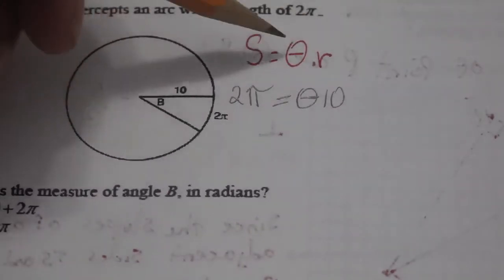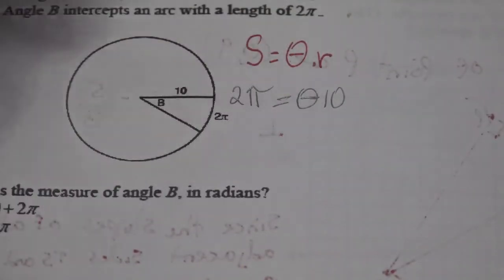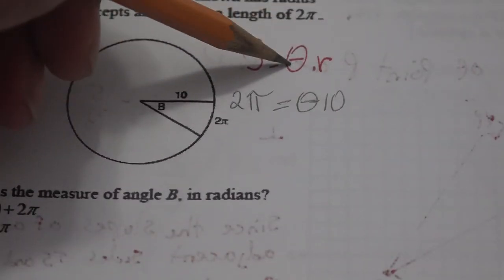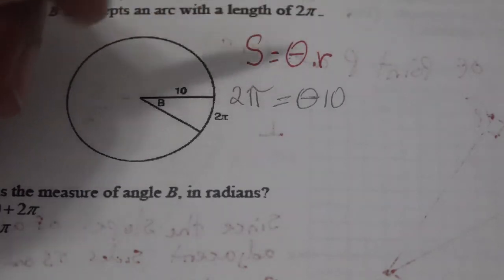Remember something. This is an angle in radians. But if in another question they ask you what is the arc length, and the angle is not in radians and it's in degrees, you have to switch it to radians. I'll show you how to switch to radians, okay?